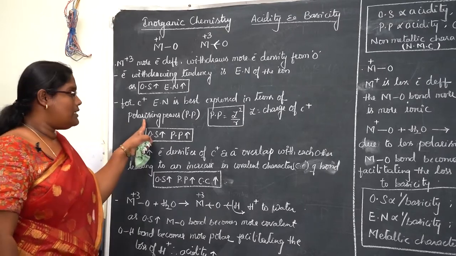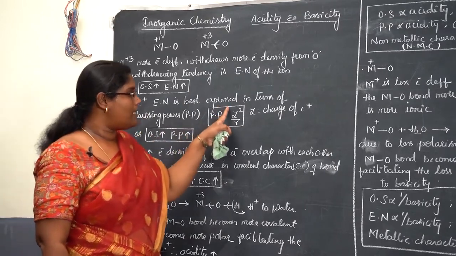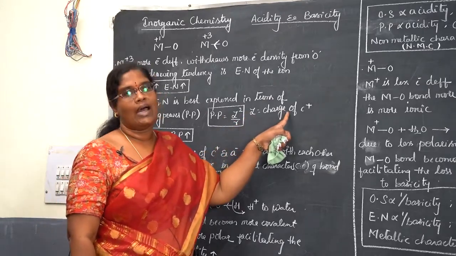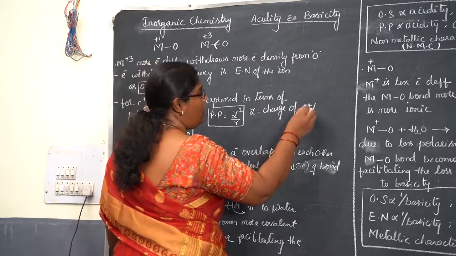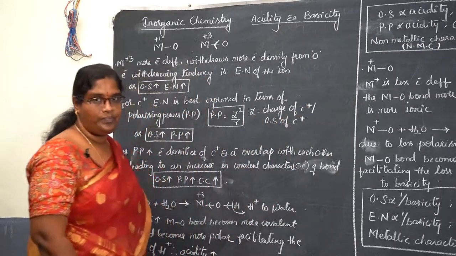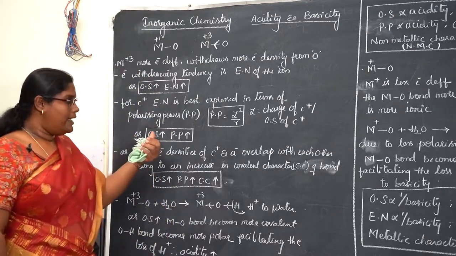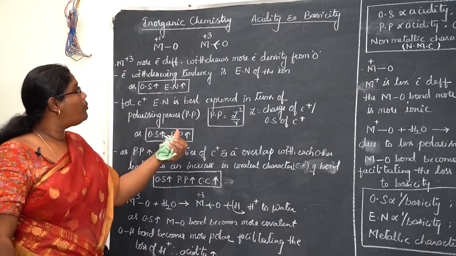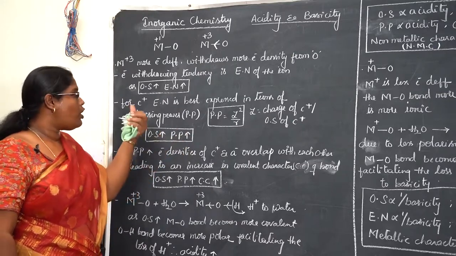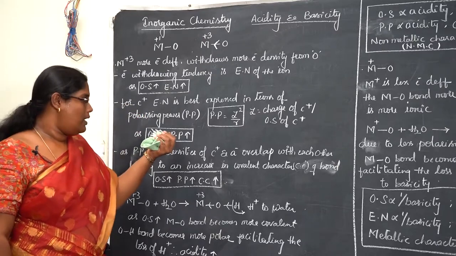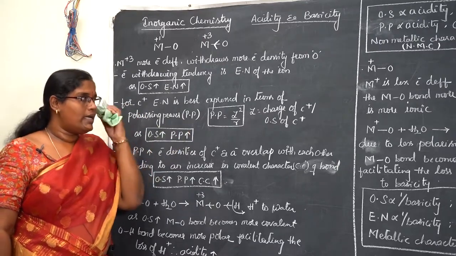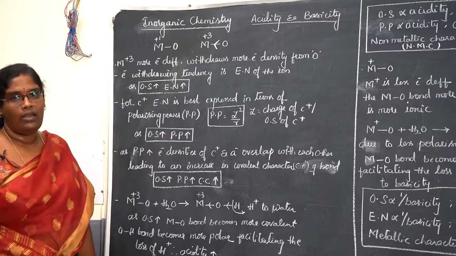So what is the polarizing power of a cation? It is Z²/R, where Z stands for the charge of the cation, or I can say it is the oxidation state of the cation. So as oxidation state increases, polarizing power of the cation increases. That is, instead of using the word electronegativity, here we are using the word polarizing power. So when the oxidation state increases, polarizing power increases.